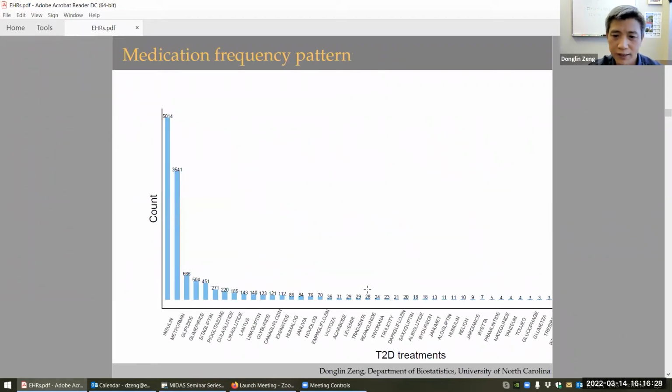This just shows a count of different medications. You can see the majority of medications taken by this type of patient are insulin and metformin, but there are others like immunotherapy and also combined medications, which I didn't include here. Actually, there are more than 100. This just demonstrates that insulin and metformin are the most prevalent medications used for this group of patients.